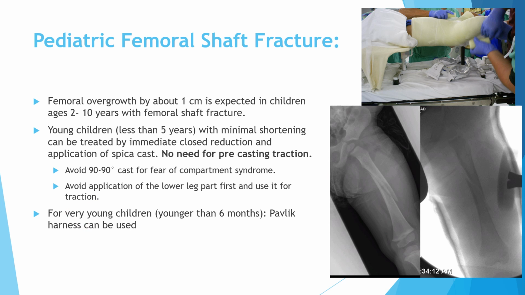So this is the picture for the spica cast application using the spica table. The child is put on the spica table, and we apply the spica cast. As you see, we don't do the 90-90 anymore, and the cast should go all the way to the nipple here. You can see here the x-ray before treatment, and this is after application of the spica cast.